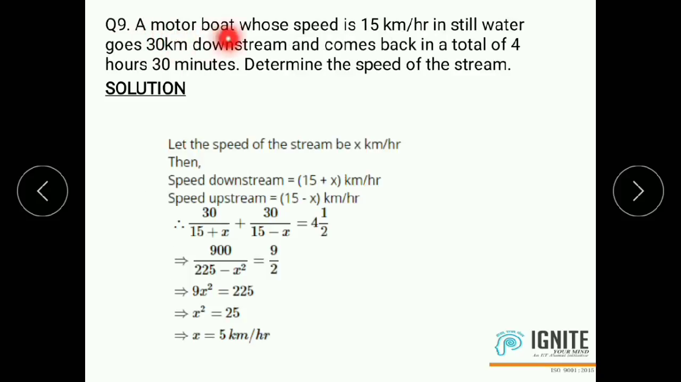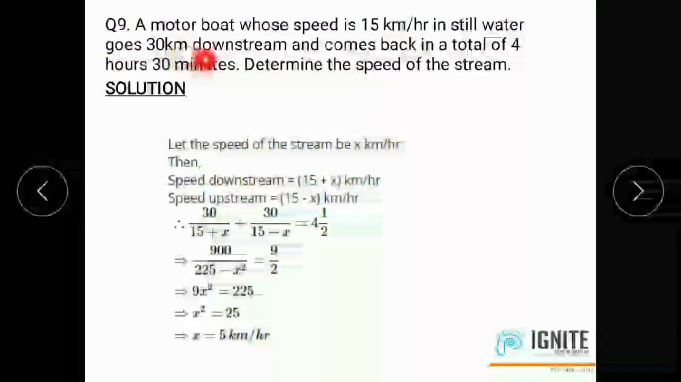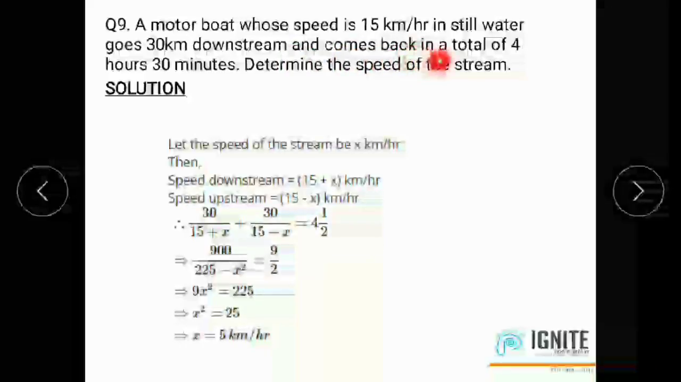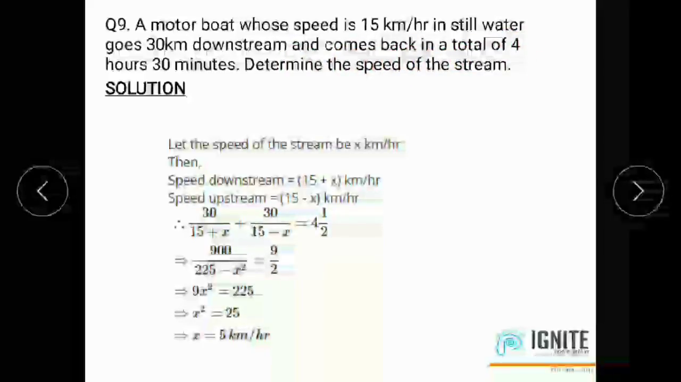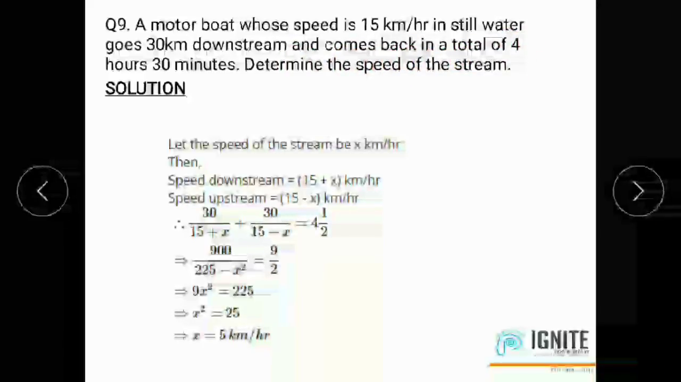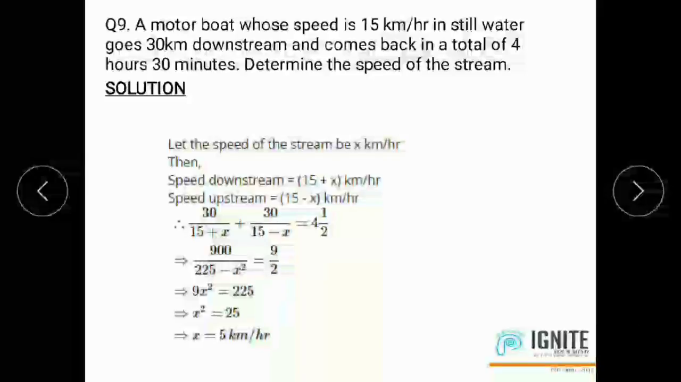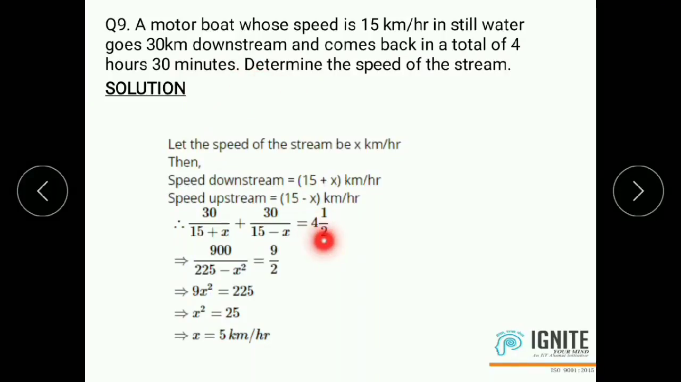Ninth question, a motorboat whose speed is 15 km per hour in still water goes 13 km downstream and comes back in a total of 4 hours 30 minutes. Determine the speed of the stream. The total time is given as 4 hours 30 minutes, that means 4 and a half hours.